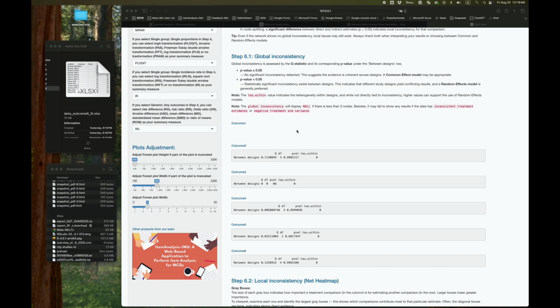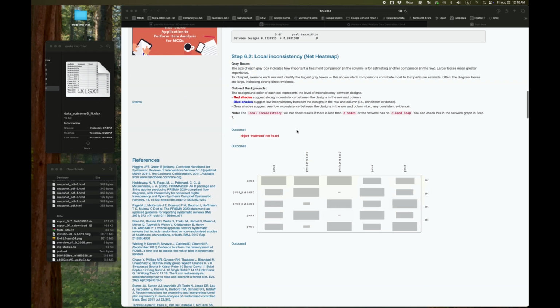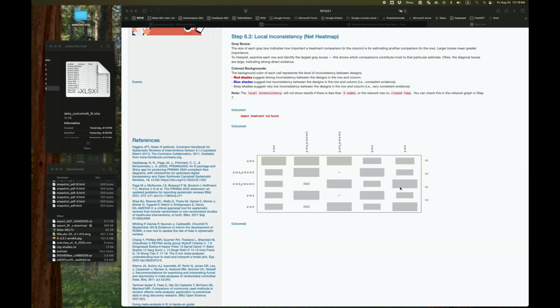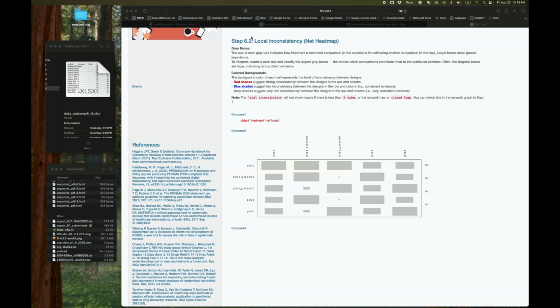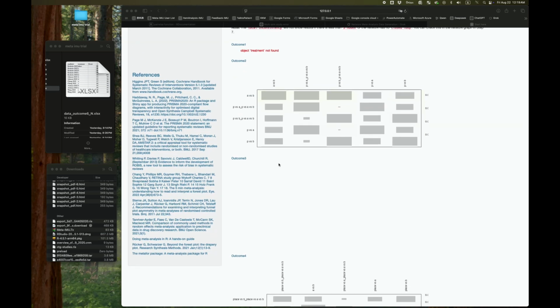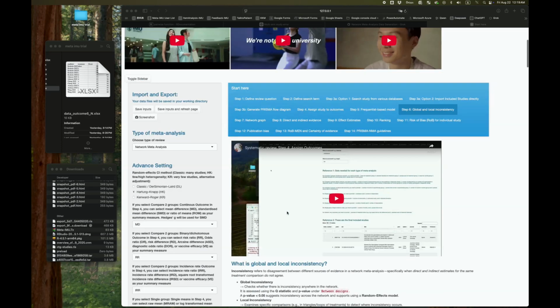In step 6.2, we assess the local inconsistency and visualize them with a network heat map. You can learn about how to interpret the graph by reading the explanation here. Do note that if the graph does not appear, it could either be that there are less than 3 treatments in this outcome, or this network does not have a closed loop. You can check the network graph in step 7 to verify if you have a closed loop.